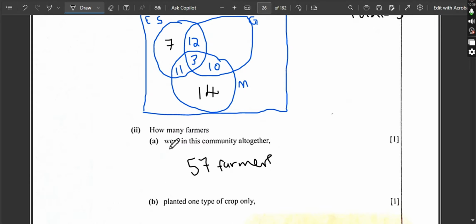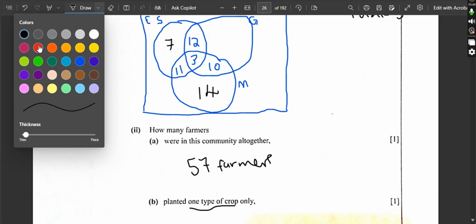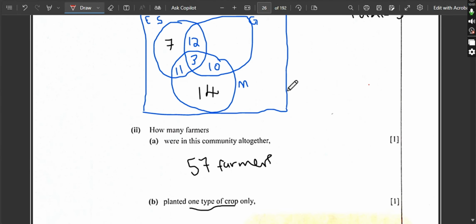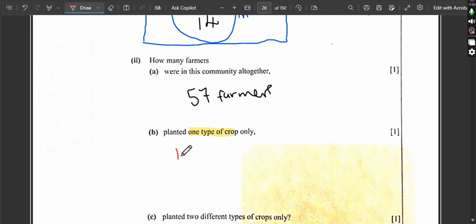How many farmers planted one type of crop only? You see the word "only" here now comes in. This one is easy. If it says one type only, it means pick the numbers that are not on the intersection. So you say 14 plus 7, which is 21.